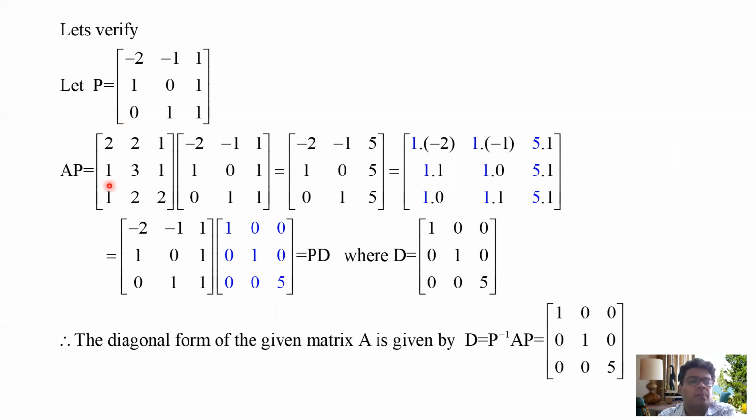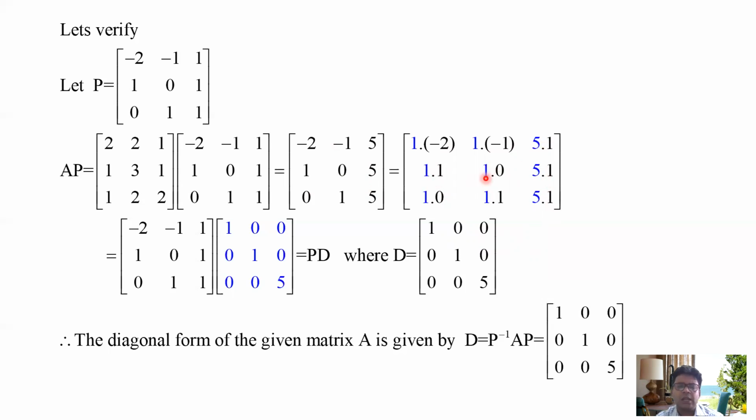P is equal to this. Now AP is equal to A into P. If I multiply, you can generate this: minus 2, minus 1, 5, 1, 0, 5, 0, 1, 5. What is our target? Our target is to convert this expression into a product of the first column with 1, that is 1 into minus 2, 1 into 1, 1 into 0. The second column is a product with 1, that is 1 into minus 1, 1 into 0, 1 into 1. The third column is a product with 5, that is 5 into 1, 5 into 1, 5 into 1.